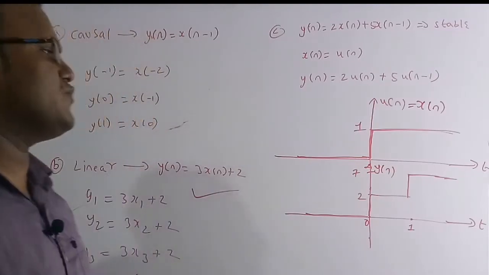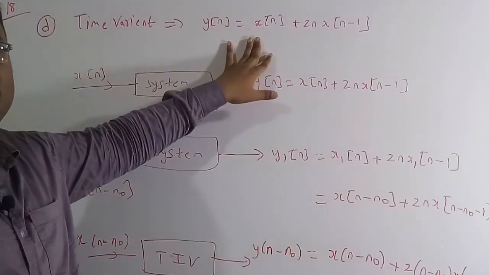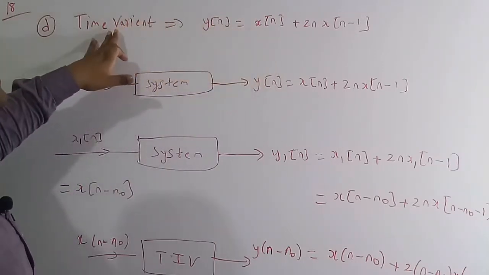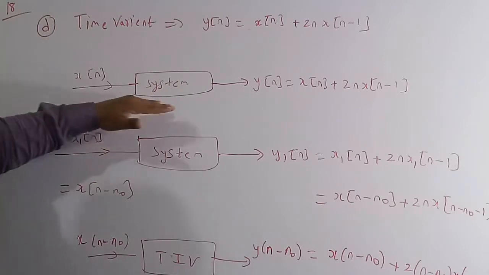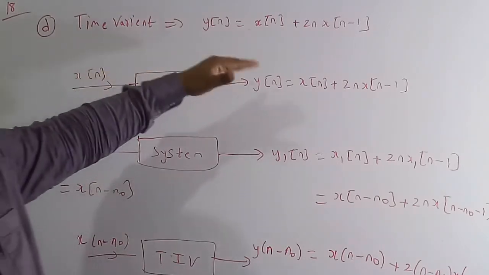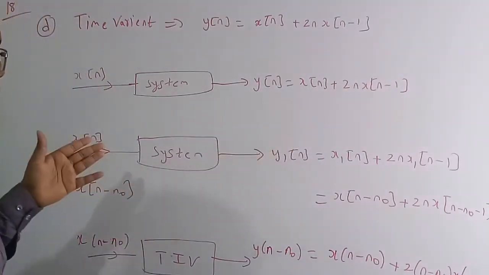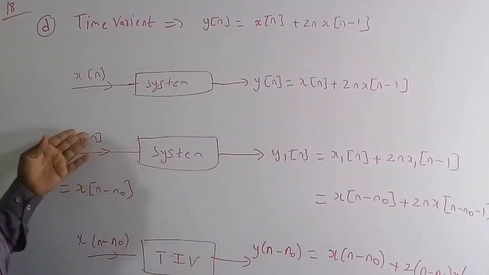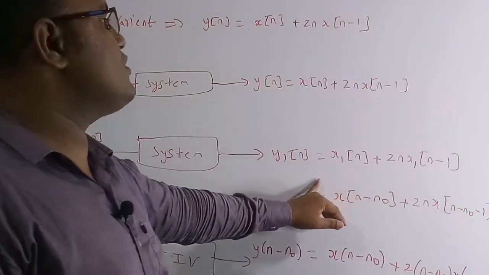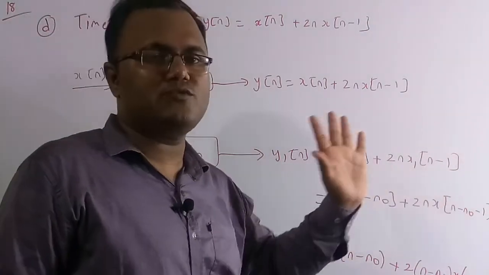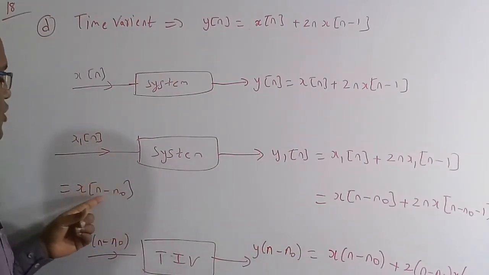So let us solve the fourth one also. For the D case, they have given the system input output relation as time variant, and we need to check whether this is time variant or not. For a given system, if the input is x of n, the output is y of n equal to x of n plus 2n into x of n minus 1. For this same system I am going to give a new input x1 of n. Therefore the output y1 of n is equal to x1 of n plus 2n into x1 of n minus 1. Now this new input is a delay of the previous input, which is x of n minus n naught.